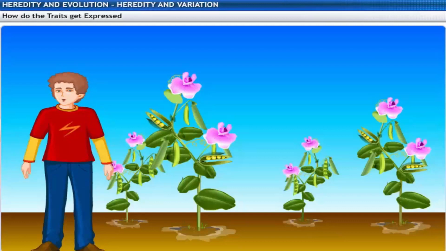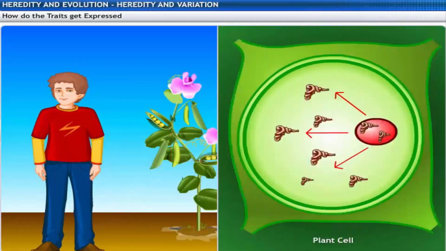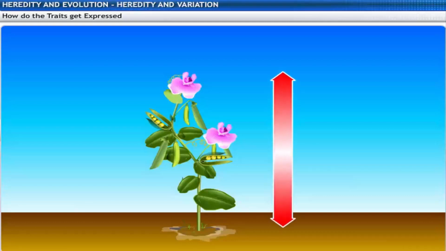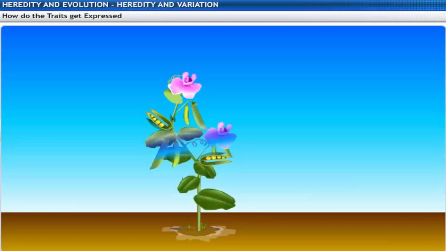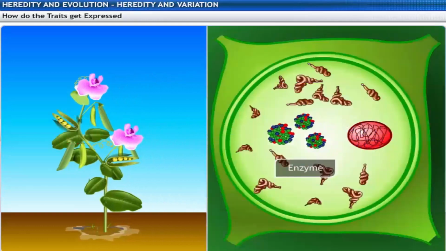How do the traits get expressed? If cellular DNA is the information source for making proteins in the cell, how do proteins control the characteristics? Well, consider a plant with tallness as a characteristic. We know that plants have hormones that trigger the growth. Assume that an enzyme performs this process.